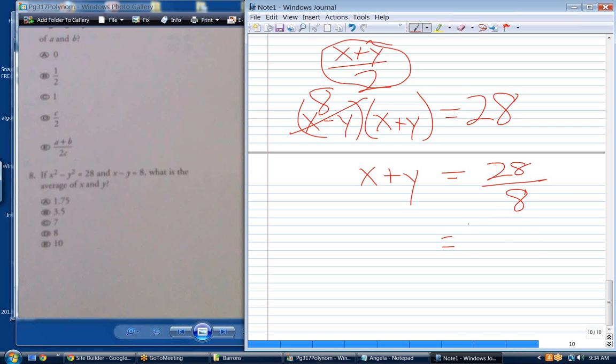Now here, what would you do for (x plus y) divided by 2? Divide both sides by 2. Okay. So do we have to do that in math, or can we look at our answers and tell what the answer is?